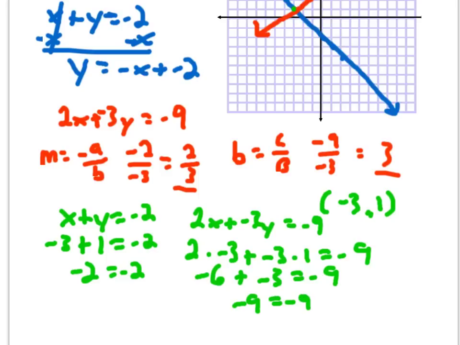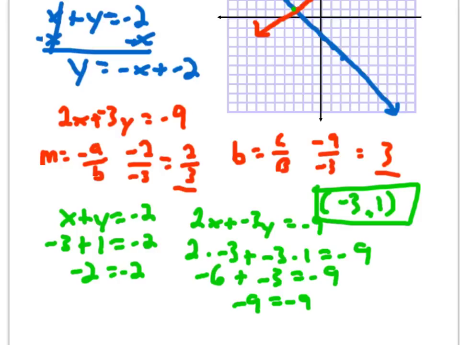So that means that my solution is correct right here. -3, +1 does work. That means my graphing was correct and everything else. Okay, so make sure you don't skip the checking part. You should always check these to make sure that you didn't do some math wrong.